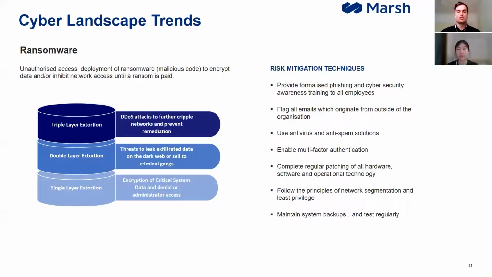known vulnerabilities cannot be used to gain access. Following the principle of least privilege and network segmentation ensures that in the event threat actors do get into the business, the data that they have access to is limited and the impact of the attack can be reduced. And maintaining regular system backups just ensures that in the event the business does suffer a ransomware attack, they have the option to restore from backups.